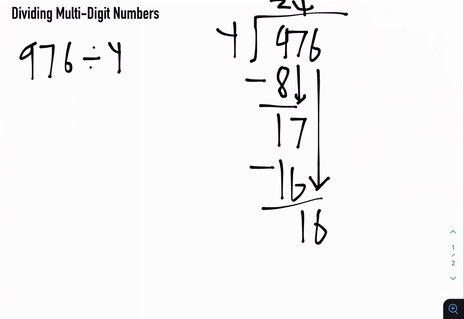And now we ask ourselves, how many times does 4 go into 16? Which is obviously 4, because 4 times 4 equals 16. So the answer to this problem equals 244.